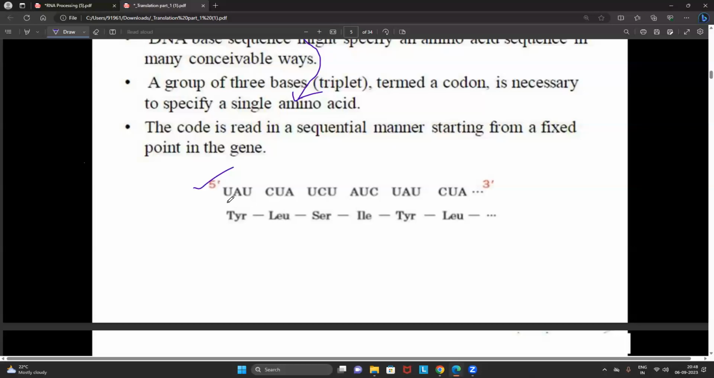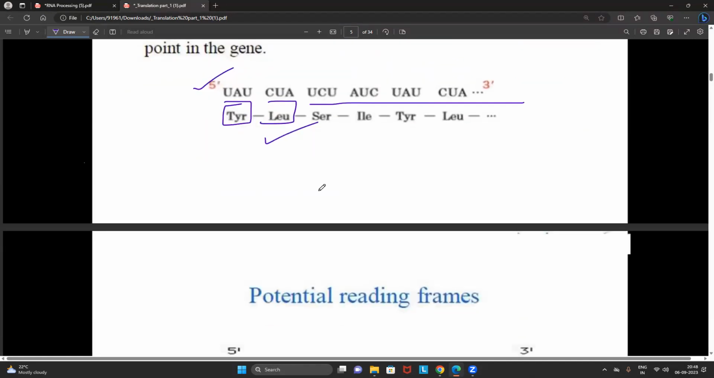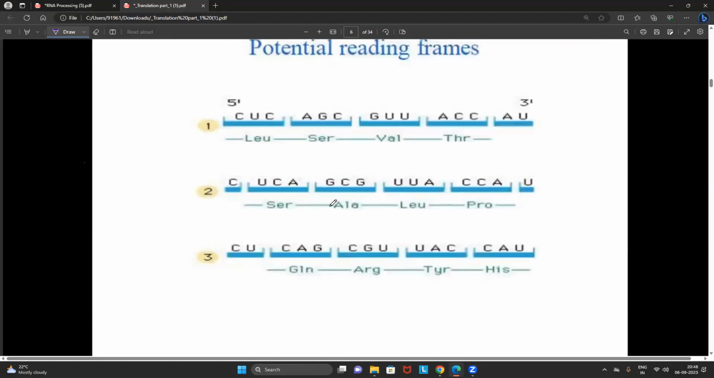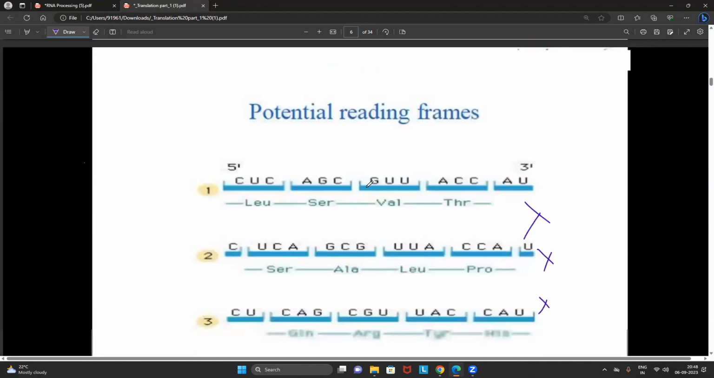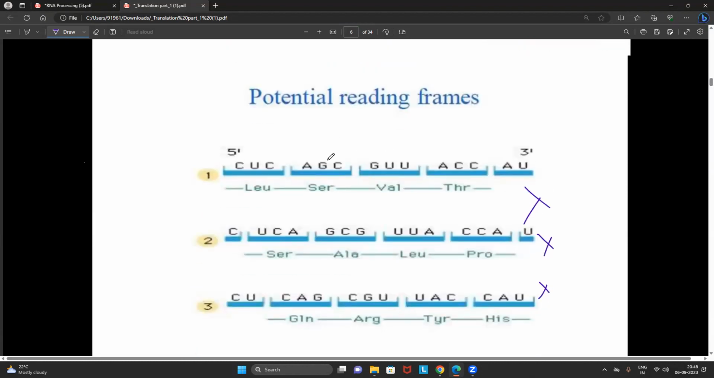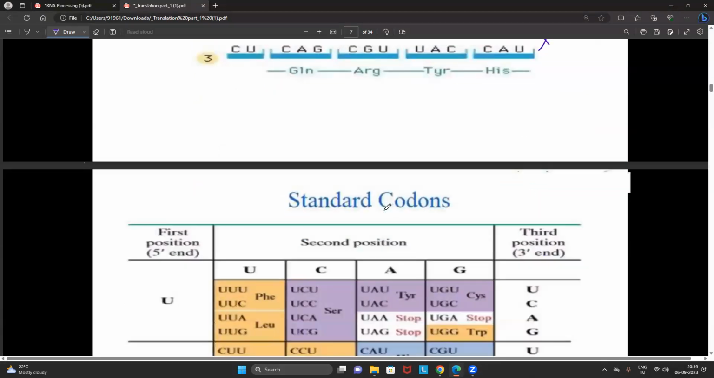So listen here, 5' UAU codes for tyrosine. CUA codes for leucine, and so on. So 3 bases come close together, they can form one specific amino acid. This is the sequential way of reading. I don't want you to focus on this reading. I want you to just read a PPT slide, because we don't get that in the exam. Just for your understanding, but I want you to have a look at that. How can we read it?